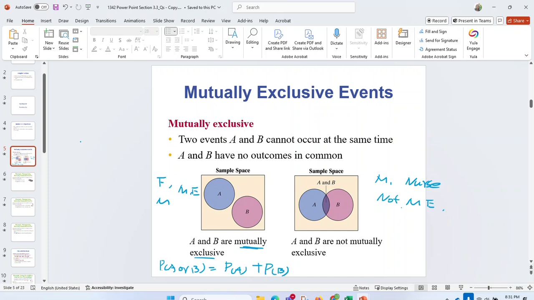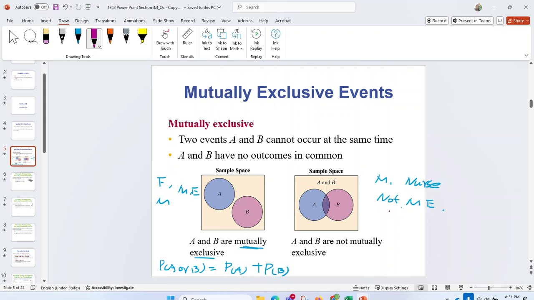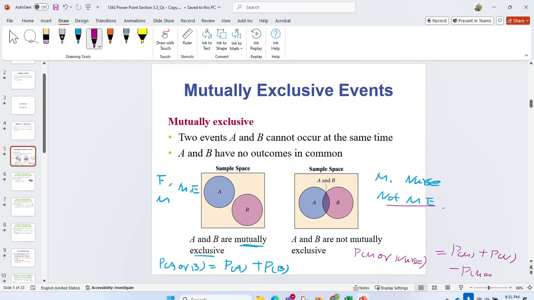But if it's not mutually exclusive, say male or nursing, I add all the male and all the nursing majors together, and I have to subtract the male and nursing ones. Because if I count all male and all nursing, I count the people who are male and also nursing majors twice. So I have to subtract them exactly once, not at least once, so I can have a correct count.